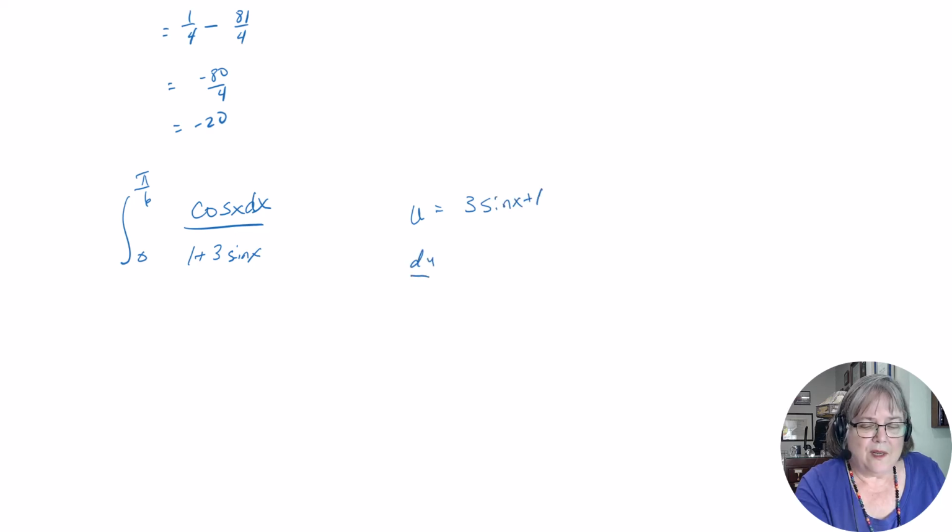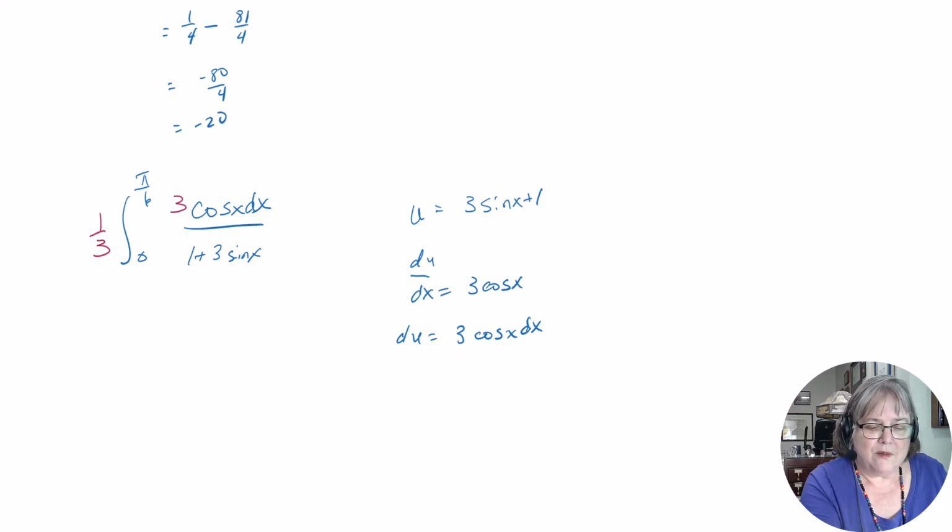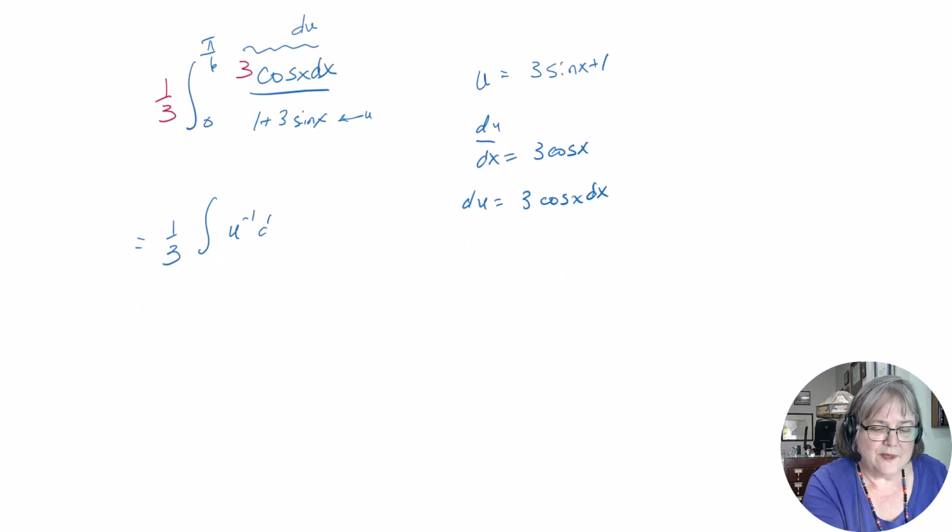So du dx is 3 cosine x. So du is 3 cosine x dx. And you've got cosine x, you just don't have a 3. So you could put a 3 in here and then undo it. So this would be 1/3. And what you would have is, because this right here is your du, and this down here is your u. So what you're going to do is integrate u to the -1 du.